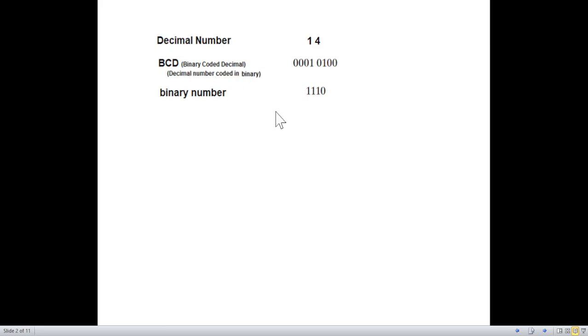But then there is another number set that is called binary number. Now this is 14. We know the values 2 raised to the power 0, 2 raised to the power 1, 2 raised to the power 2, 2 raised to the power 3. That is 8, 4, 2, 1. And if you add 8 and 4, that is 12, and 2, that is 14, so this is equal to 14. So this is in binary form, but this is in BCD form. So you have to keep this in mind.